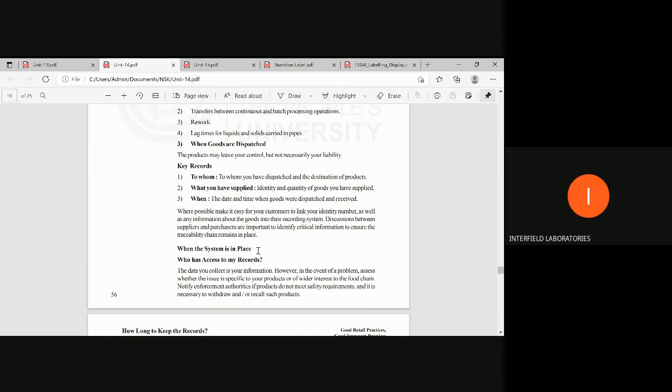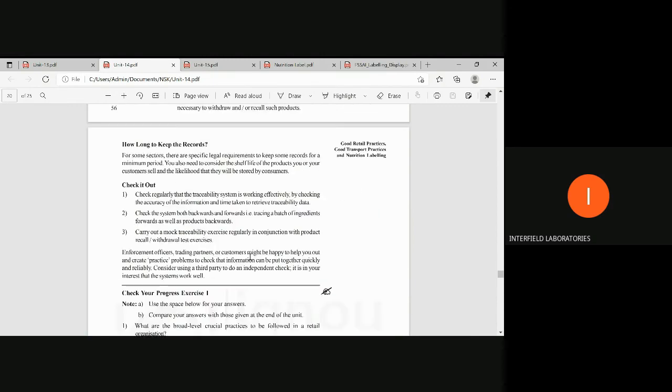So how long should these records be kept? All these traceability records should be kept for a minimum period. Usually, we should consider the shelf life of the product. It should be kept till the shelf life of the product has expired.